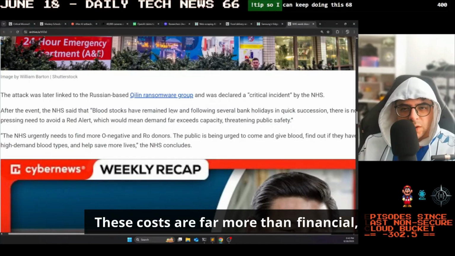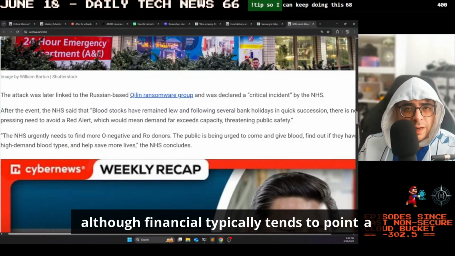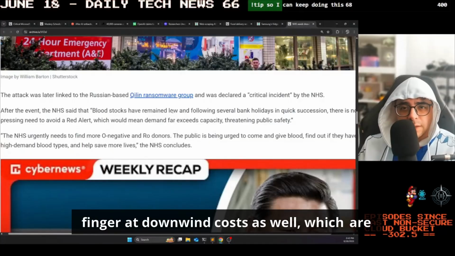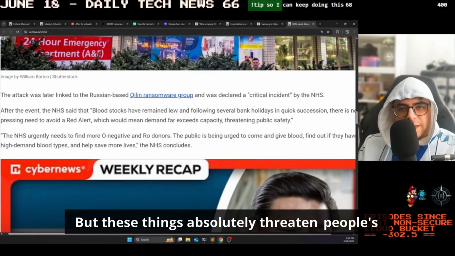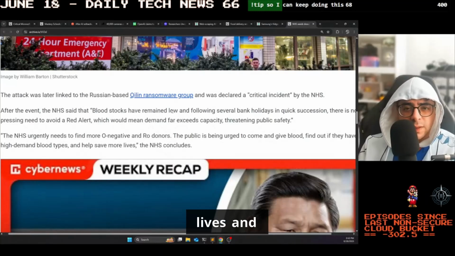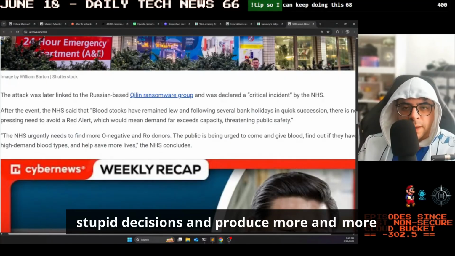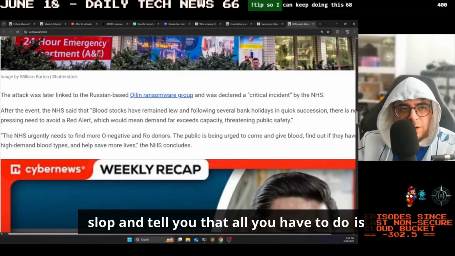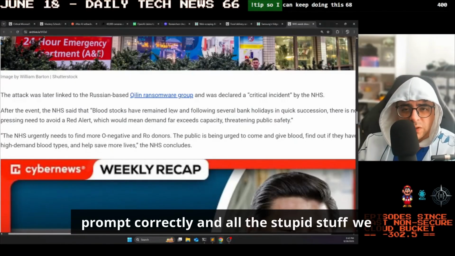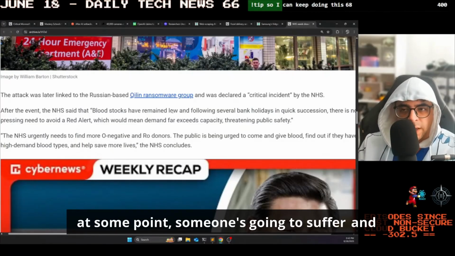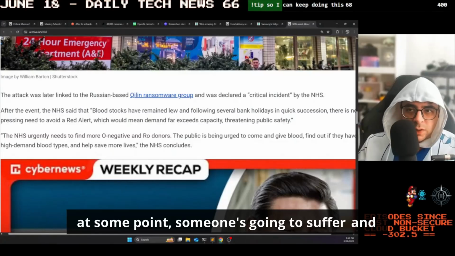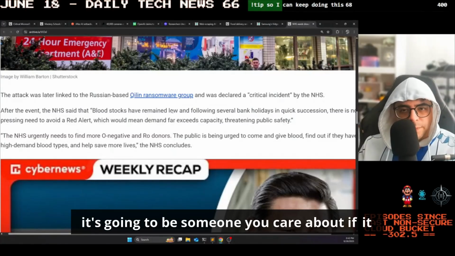These costs are far more than financial, although financial typically tends to point a finger at downwind costs as well, which are beyond financial. But these things absolutely threaten people's lives. And as the tech industry continues to make stupid decisions and produce more and more slop and tell you that all you have to do is prompt correctly and all of the stupid stuff we read about all the time on these news streams, at some point, someone's going to suffer, and it's going to be someone you care about, if it hasn't happened already.